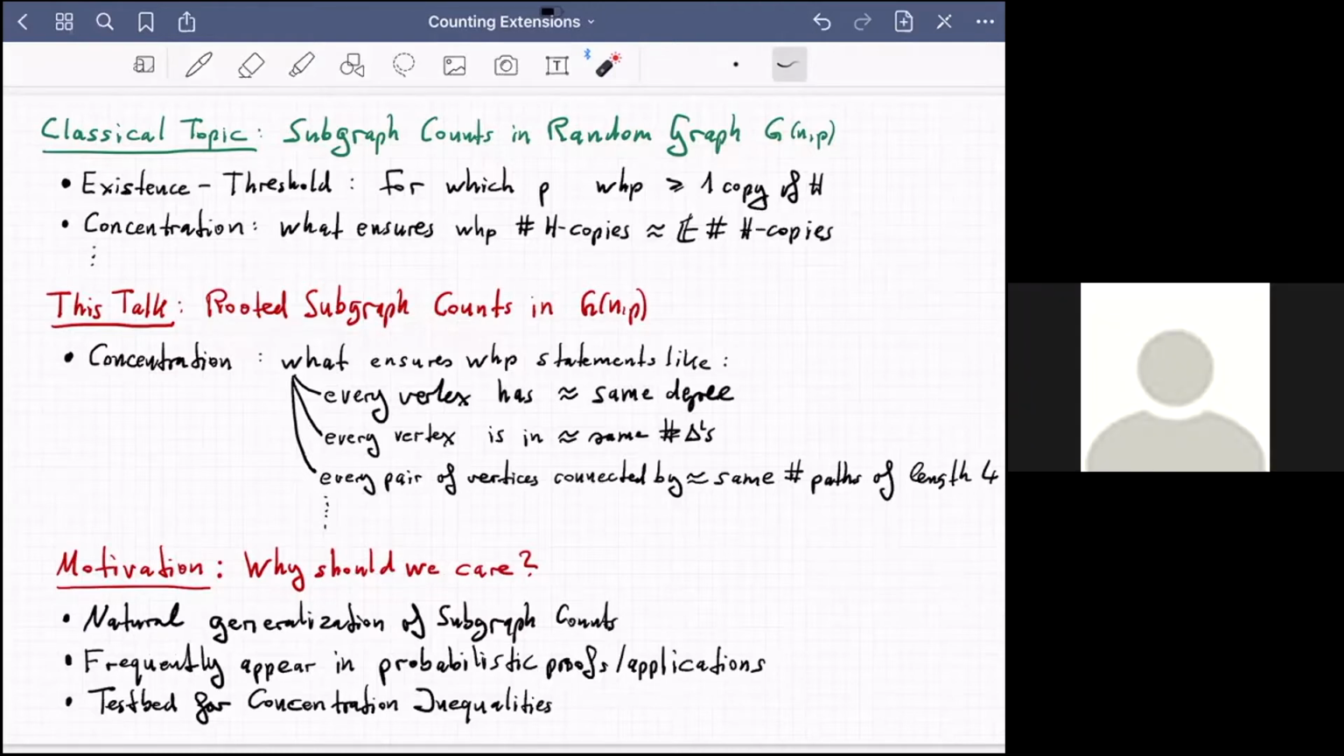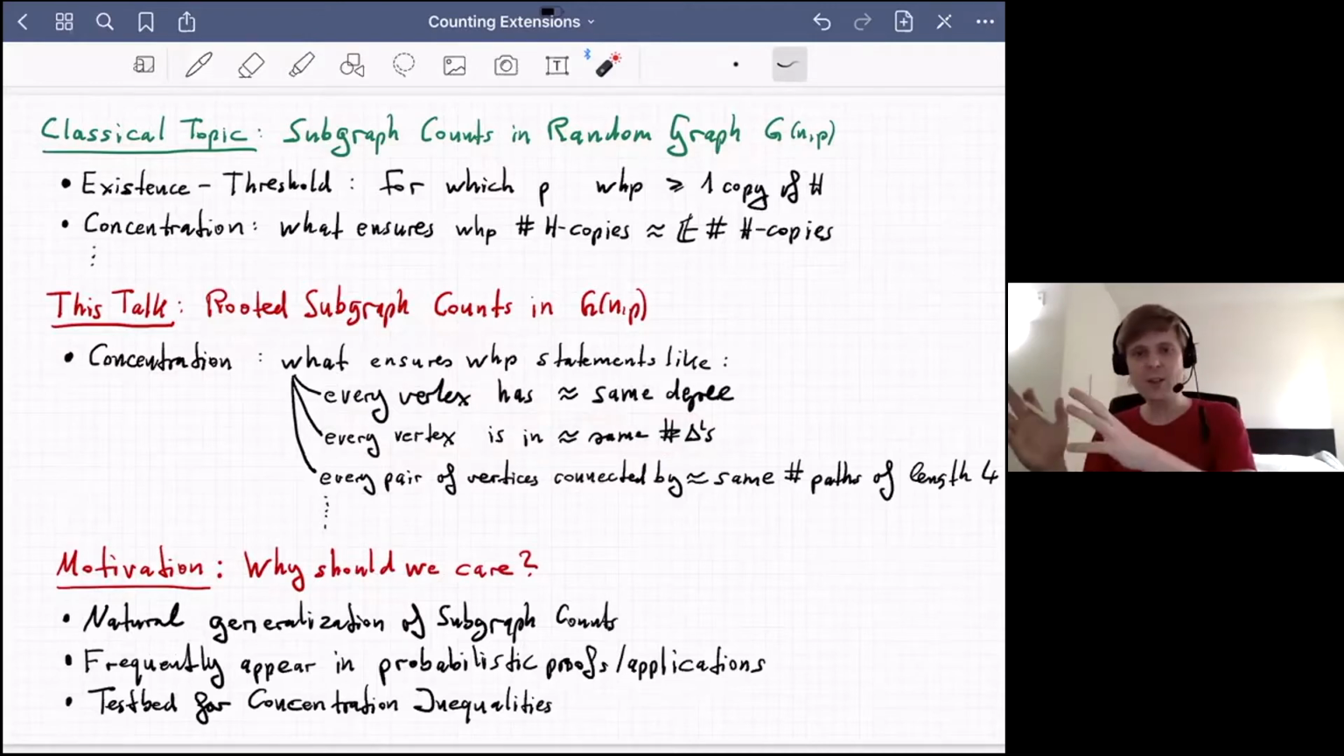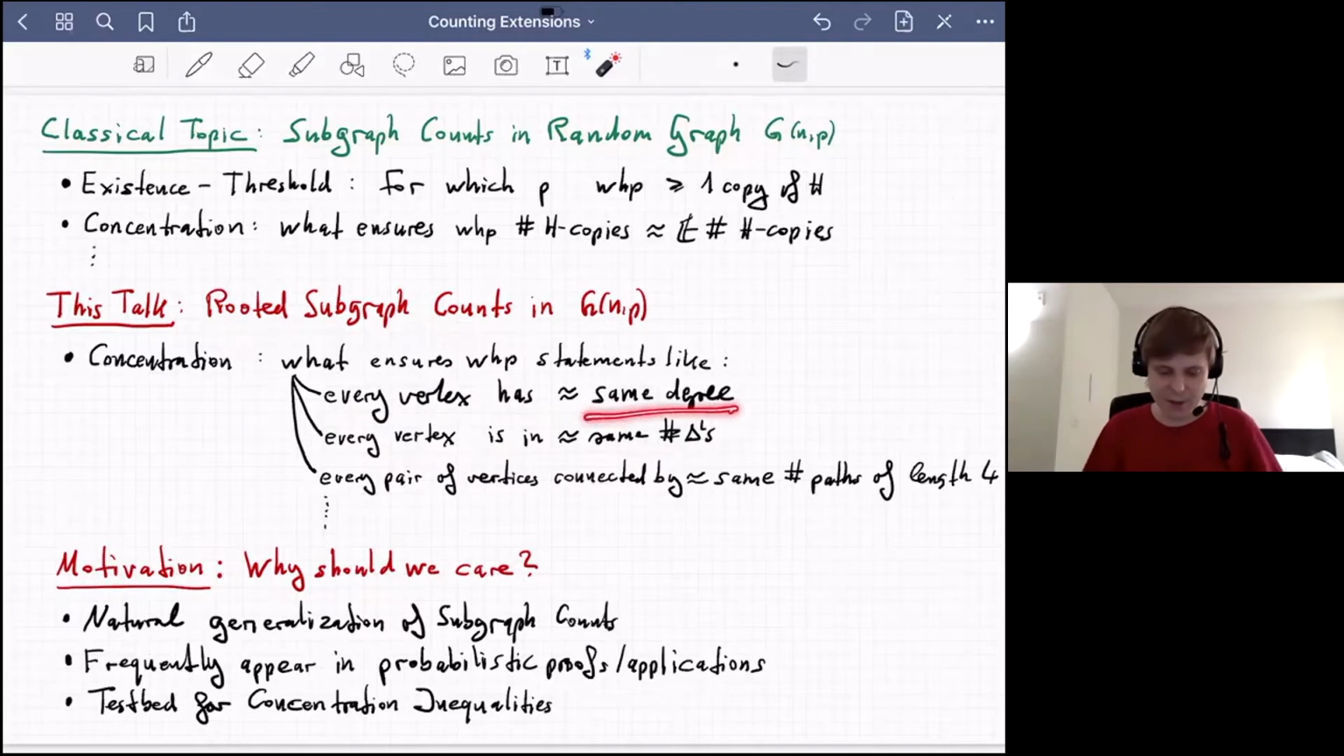Because one approach for studying such questions, like every vertex having roughly the same degree and roughly the same number of triangles, is that you can, for example, do a union bound argument where you take a union bound over all vertices and ask: what's the probability that a particular vertex has the wrong degree, in the sense that it's not very close to the expected value? So this would be a classical union bound argument over all vertices, and then in this case a Chernoff bound to analyze the degrees.